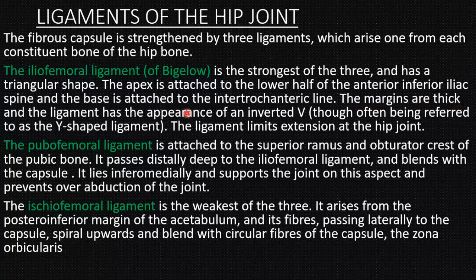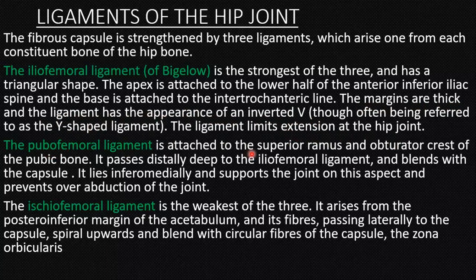Now, the margins are usually weak, and the ligament has the appearance of an inverted Y, and that is why it is called the Y-shaped ligament. It usually prevents hyperextension at the hip joint.